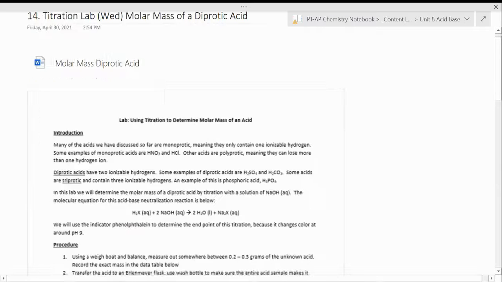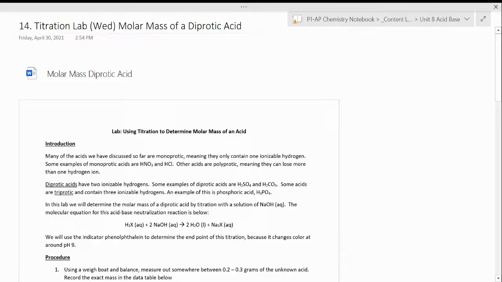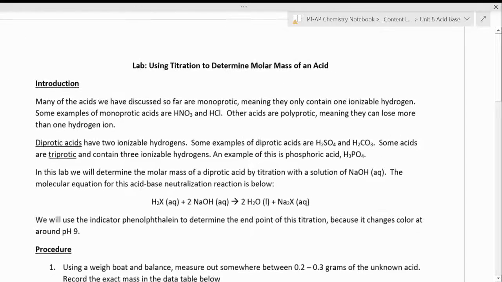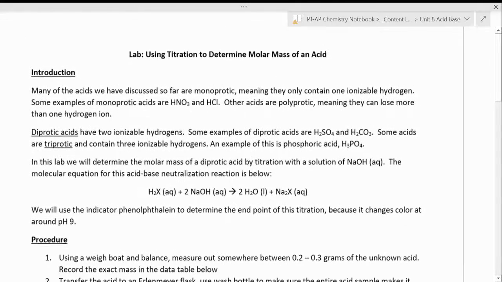Sorry, this lab, the molar mass of a diprotic acid. This is an example of a quantitative lab. So we're going to take some measurements and do some calculations to try and determine something. In this case, we're going to determine the molar mass. And the acid we're looking at is diprotic. So let's take a look at what that means.